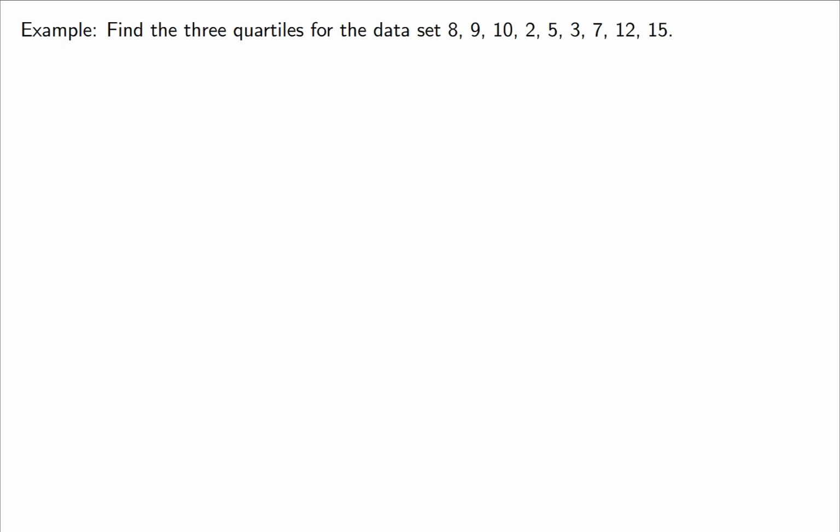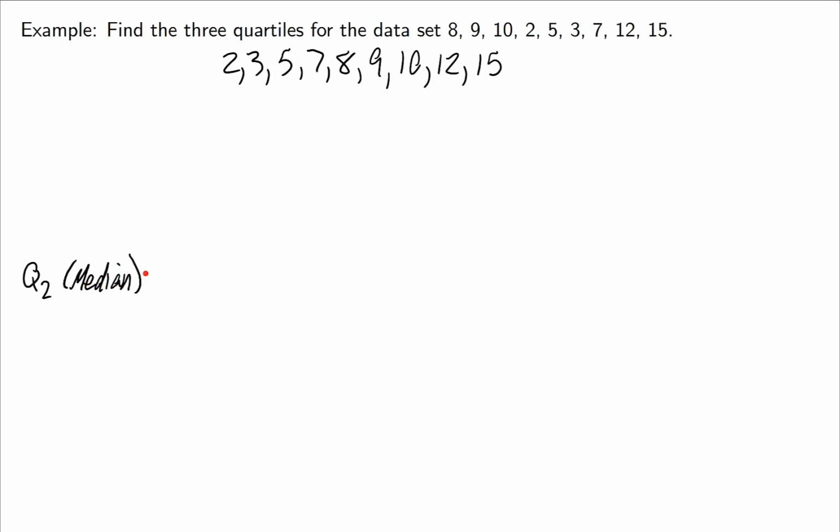Just like in the last lesson, let's start out by putting the data in order. I'll go a little faster this time. Looks like 2, 3, 5, 7, 8, 9, 10, 12, 15. I did that kind of fast, so I'm double counting right now. Yes, I have 9 data points here and 9 data points in the original data set. The first step in finding the three quartiles is to find the second quartile. The second quartile is actually, like I said, the same thing as the median.